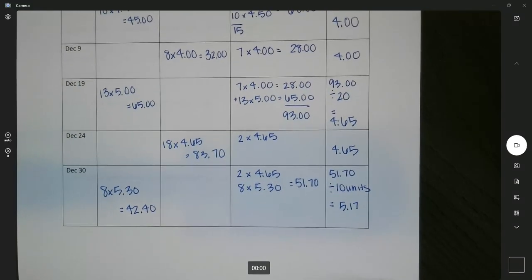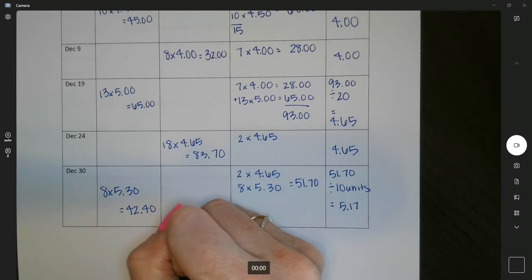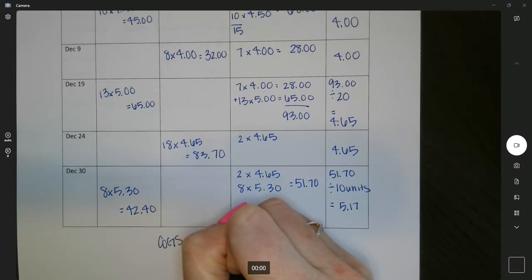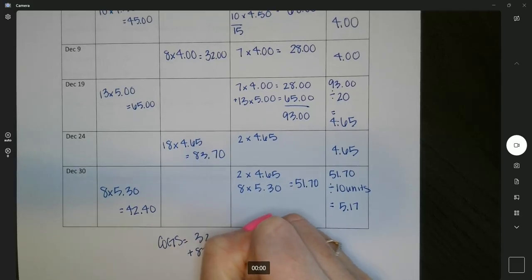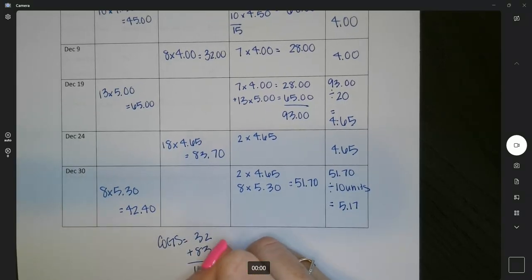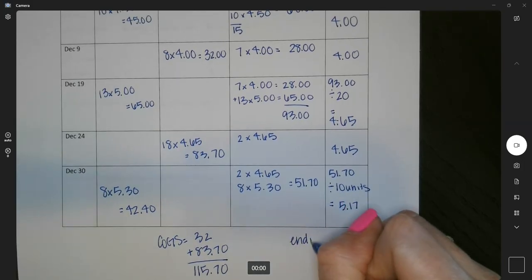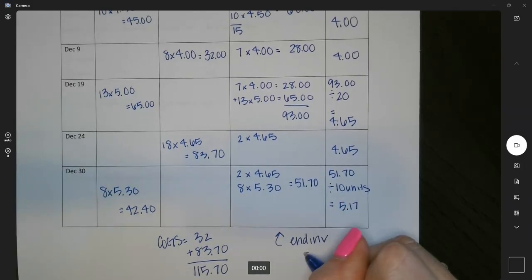All the way down here at the bottom, I apologize. In total, our cost of goods sold is 32 plus 83.70. That'll come out to 115.70. And our ending inventory is 51.70.